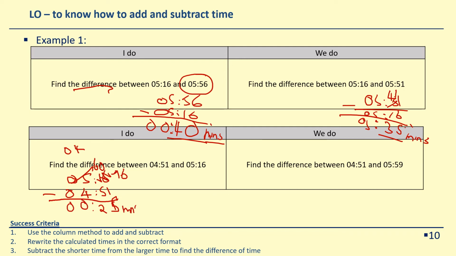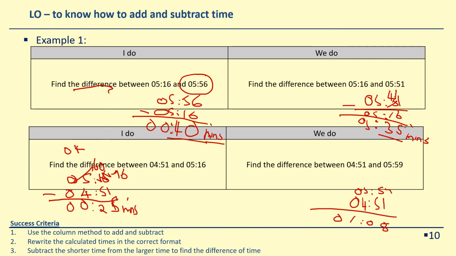25 minutes. So we had to use that skill again of borrowing from the hours and our minutes, and then we could work it out. So I'm assuming that's what's going to be in the we do. Pause the video and press play when you're ready for your answer after you've worked it out.